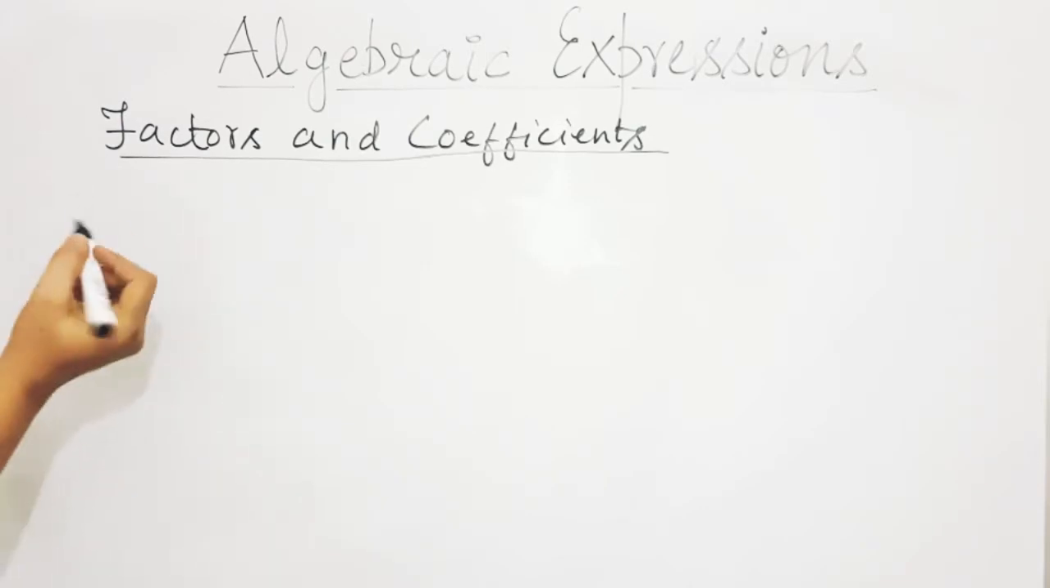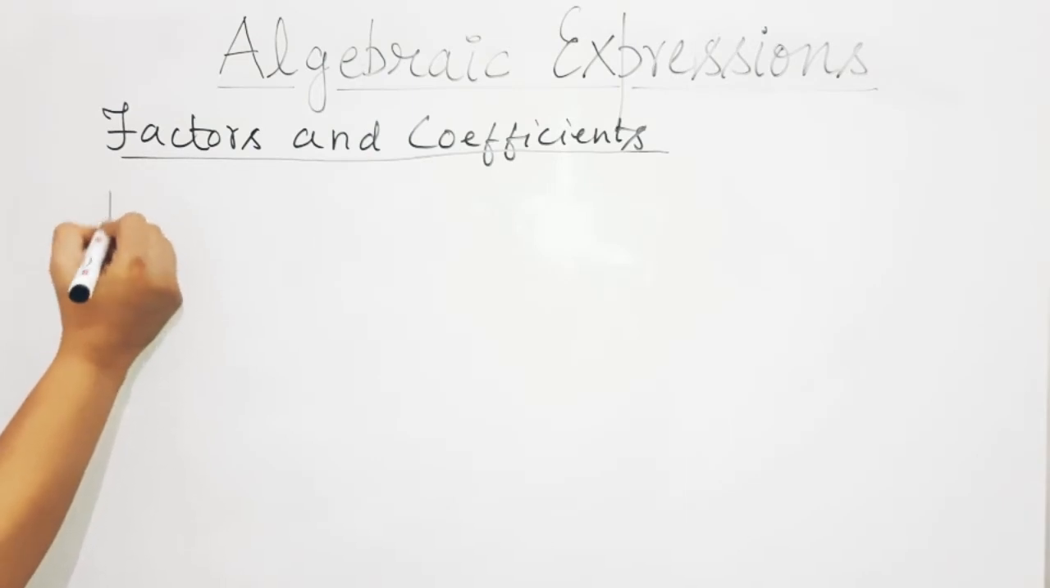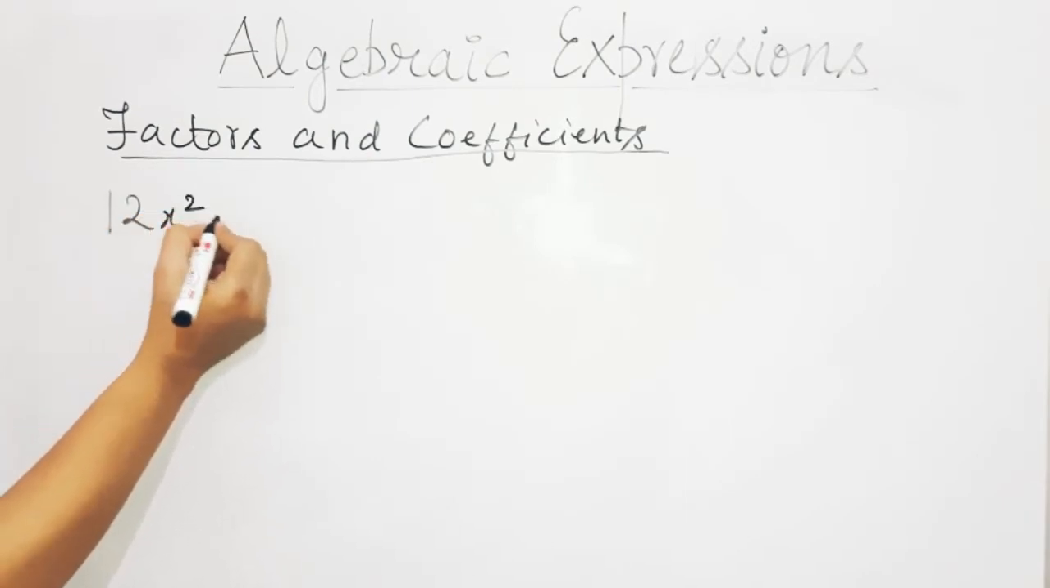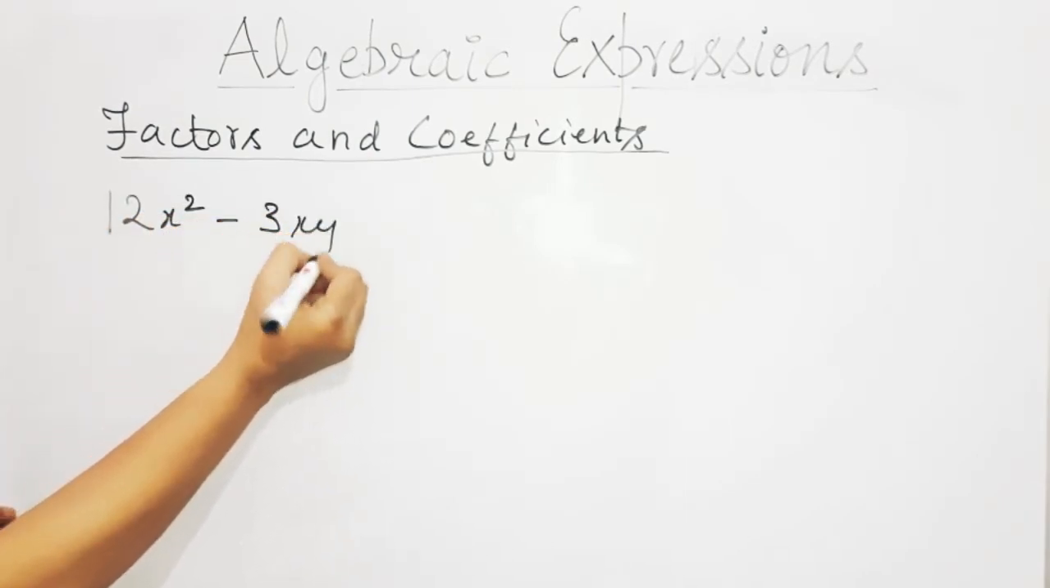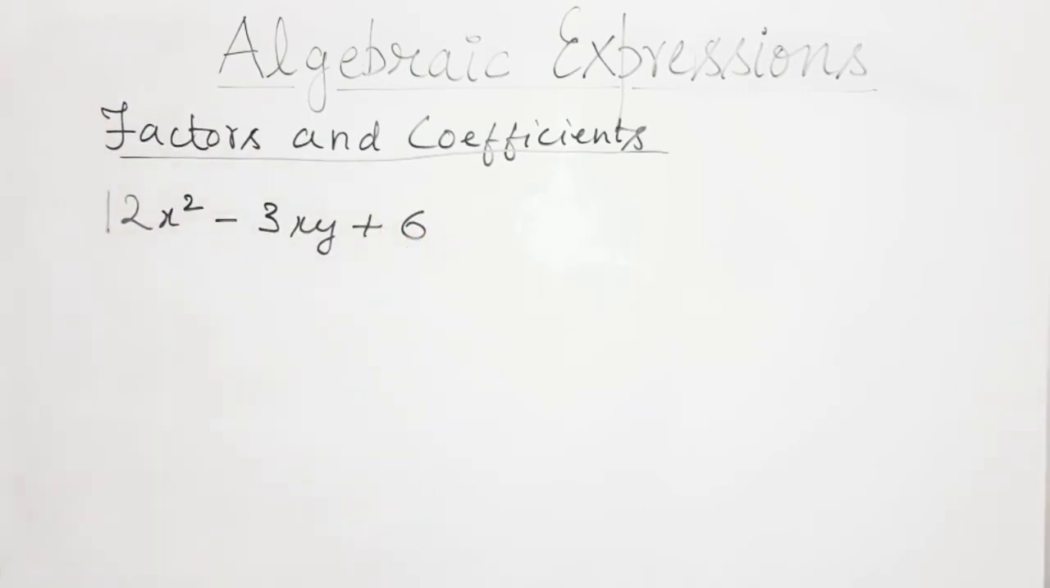So I am going to write one algebraic expression for you. 12x square minus 3xy plus 6. So this is an algebraic expression containing how many terms? If you know the answer, you can comment down in the comment section. How many terms are there in this algebraic expression? In total, there are 3 terms.